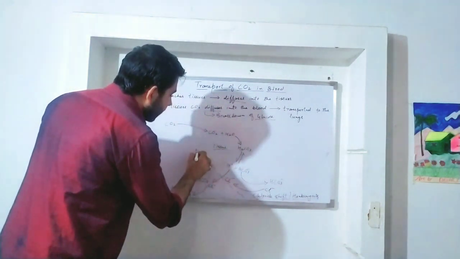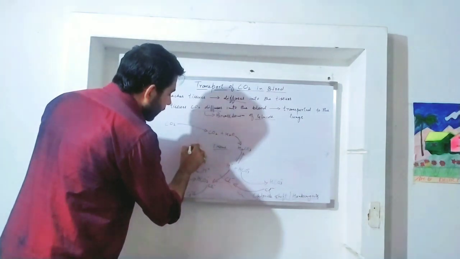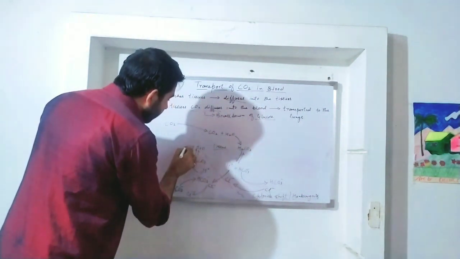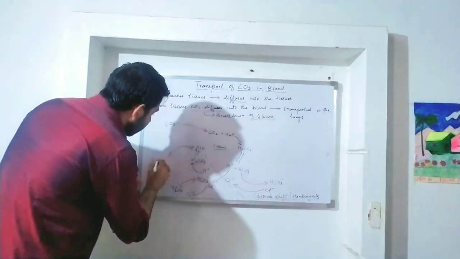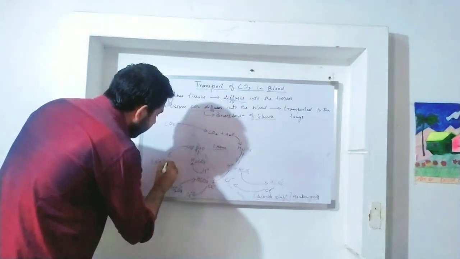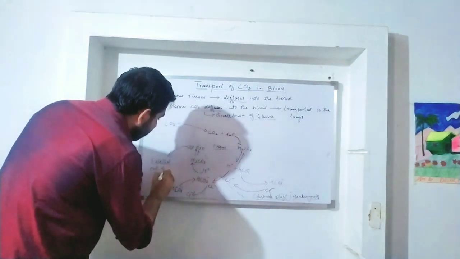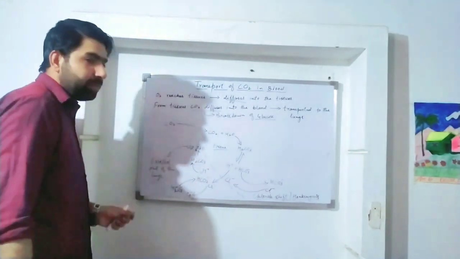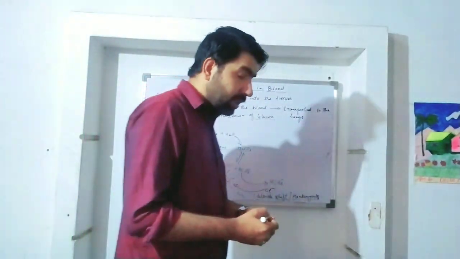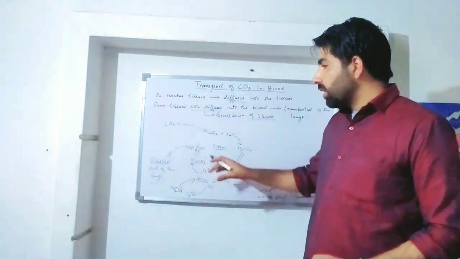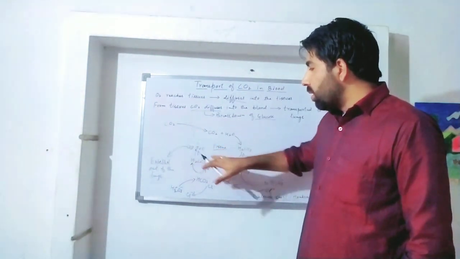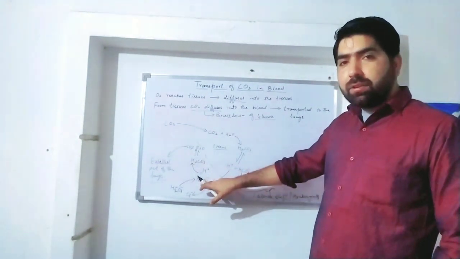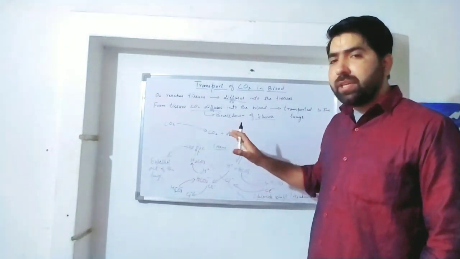H2CO3, which gets split up into H2O plus CO2. Now this CO2 is expelled out of the lungs during the expiration process. Expiration takes place at the lungs, where the carbon dioxide, which is formed by the combination of the H positive and HCO3 negative, is expelled out.